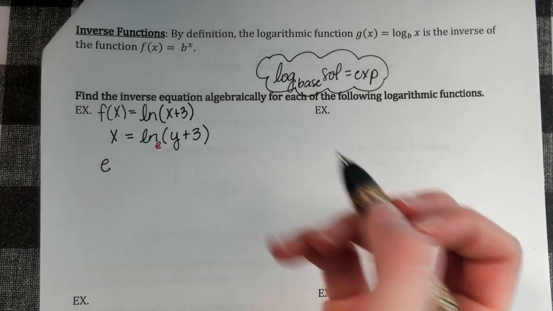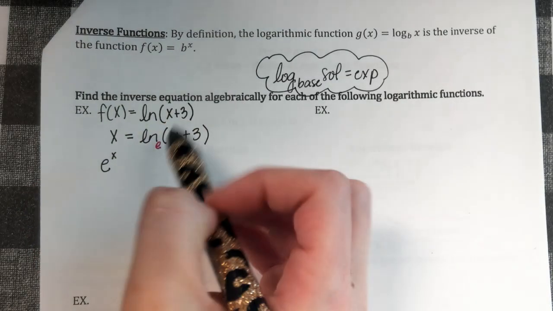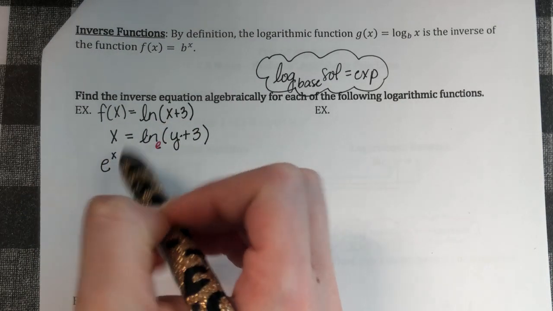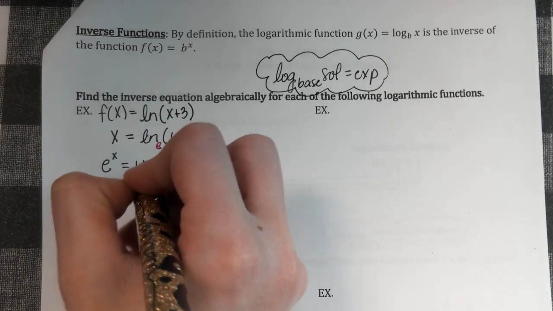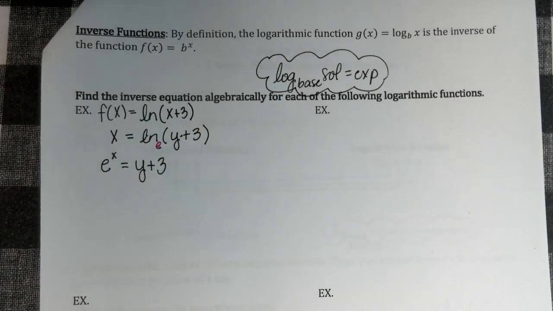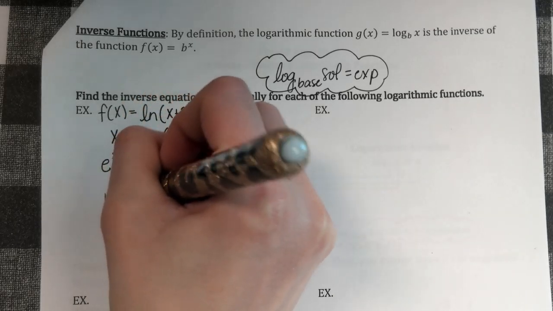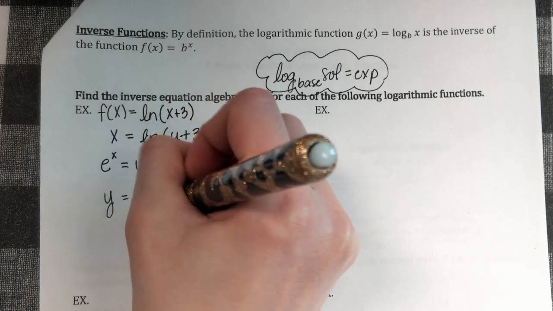The power X, because it's log base solution equals my exponent. So e to the x equals my solution y plus 3. Okay, now I want to solve for y, so what do I need to do? Subtract 3. So y equals e to the x power minus 3.